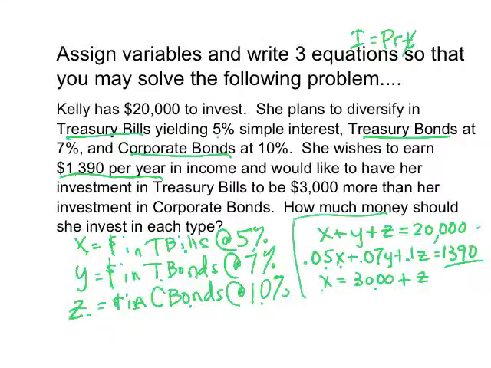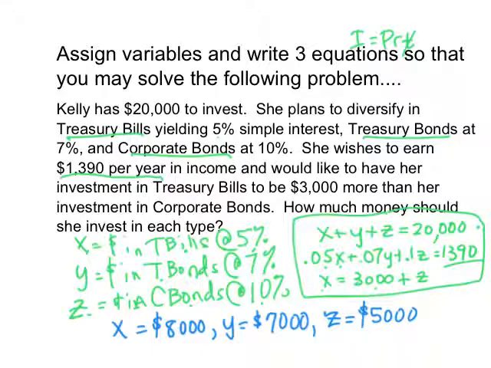Using that system of equations, I would use a substitution step first. Plug in X in both of these with the 3,000 plus Z. That way you're down to two equations in terms of Y and Z, and then you can use elimination on them. I'm going to pause it here and let you finish the problem, and then I will give you the answer.